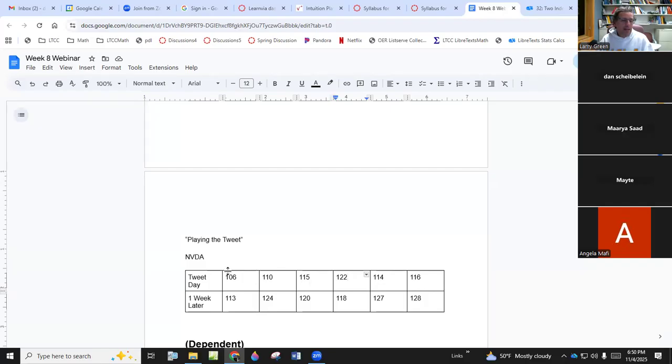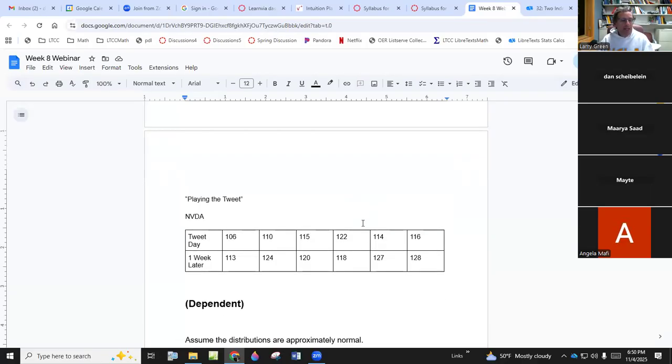Okay, what I did is again, I looked at the data. So on the first one I was able to look at, I looked back and it sold for 106. And then a week later, the stock cost 113. And then the next time he tweeted, 110, and a week later was 124, etc. Okay, this is different than the last example.